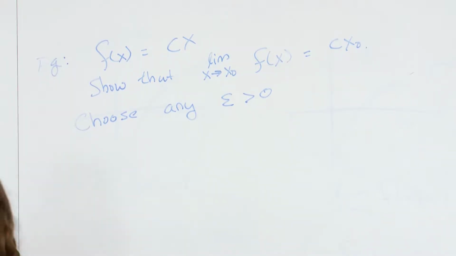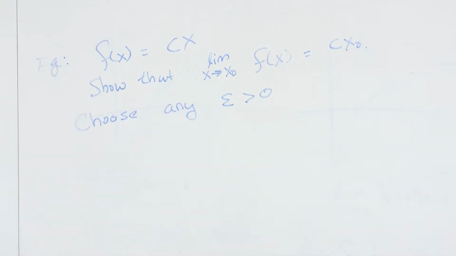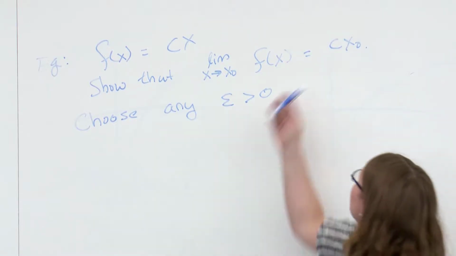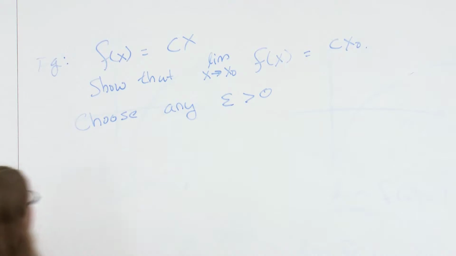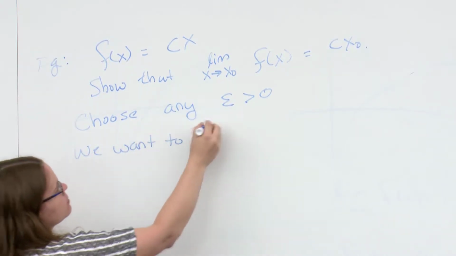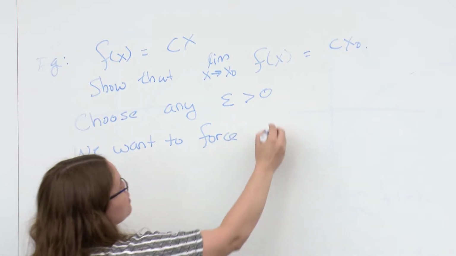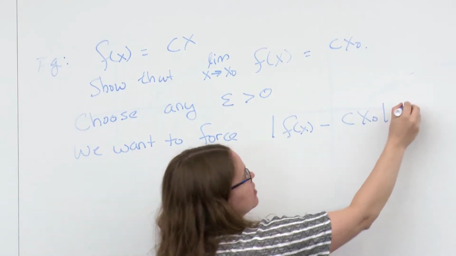Okay, now we know, again, with a lot of these proofs and exercises, we have a goal. Our goal is to try to force this to happen. Force f of x minus L, which is c x naught in this case, to be less than epsilon. So we know this is our goal. We want to force f of x minus c x naught to be less than epsilon.